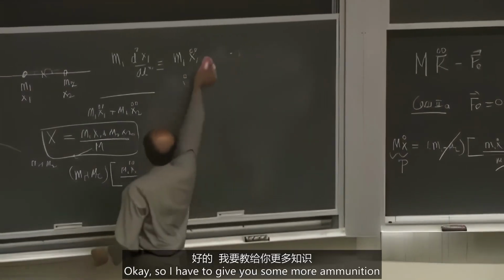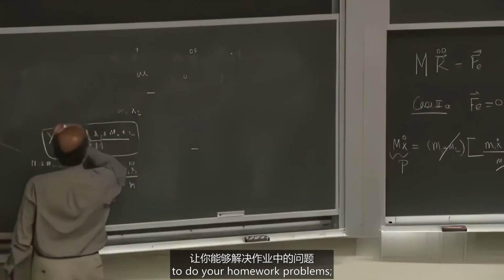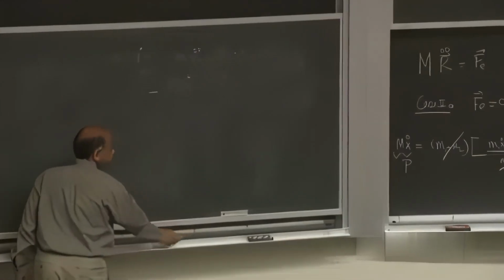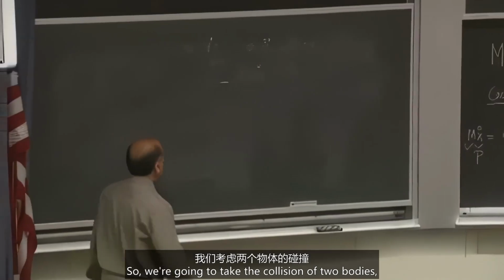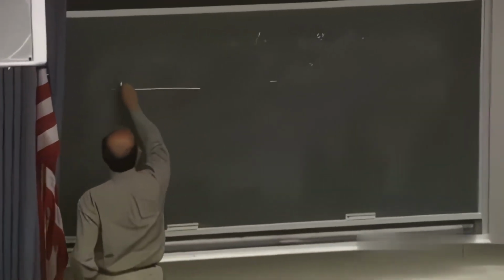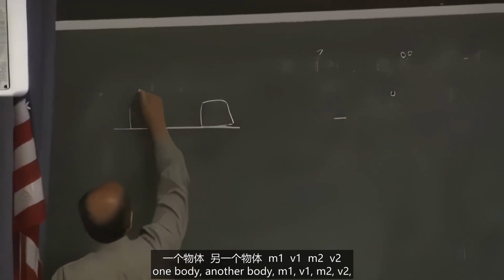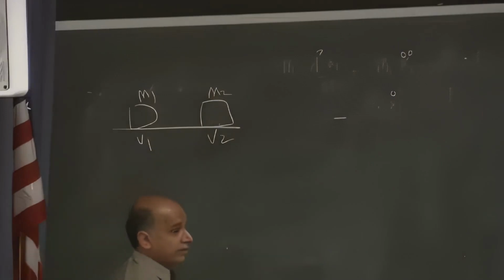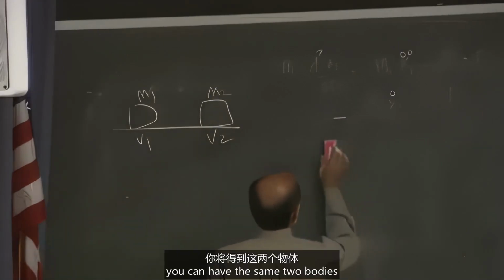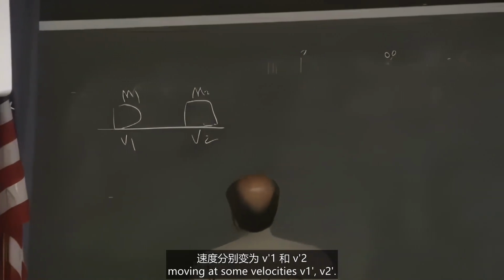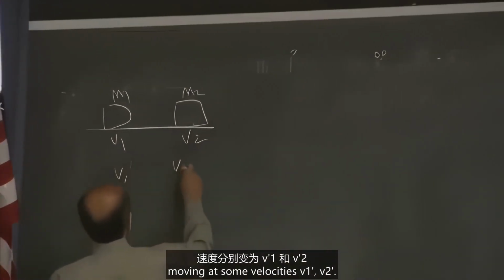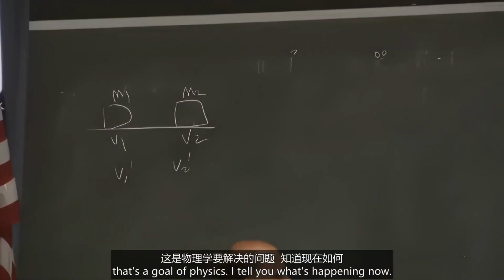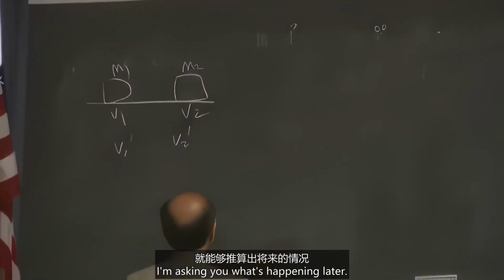Okay, so I have to give you some more ammunition to do your homework problems. So I'm going to discuss the last and final topic, which is the subject of collisions. So we're going to take the collision of two bodies, one body, another body, m1, v1, m2, v2. They collide. At the end of the day, you're going to have the same two bodies moving at some velocities, v1 prime, v2 prime. Our goal is to find the final velocities. That's the goal of physics. I tell you what's happening now, I'm asking you what's happening later.